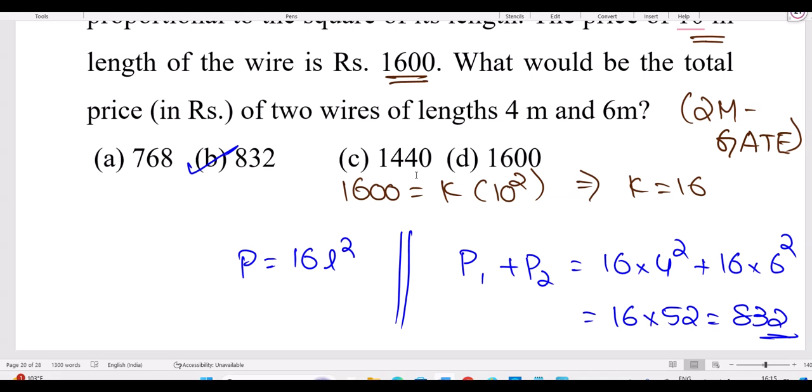Some people may be thinking like that, sir, 10 meters is 1600, so now 4 meters and 6 meters should also give 1600. That is not possible. Why? The formula for a plus b whole square is what? a square plus b square, with 2ab missing. Here, 16 into 4 square plus 16 into 6 square is a square plus b square. 4 plus 6 whole square is 10 square, but here only 4 square and 6 square are there. The 2 into 4 into 6 is missing. That is the loss. So when price varies with the square of its length, don't cut the wire. When you cut the wire, you will get a loss. That's the problem.